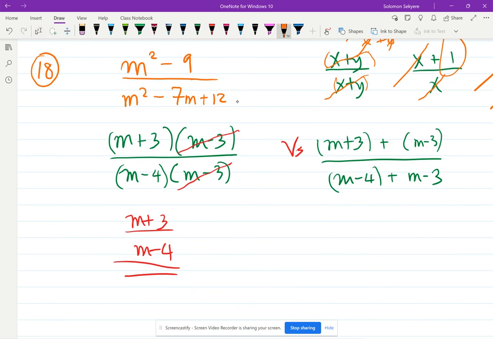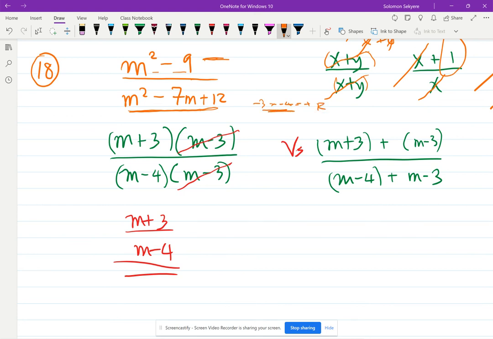So here, remember this? This is what? Difference of two squares. It becomes m plus 3 times m minus 3. It was two terms here. It becomes one term over here. And then what? We factor out the bottom part of it, factors of positive 12 that will add up to negative 7. What are those? It's negative 3 times negative 4 will give you positive 12. And when you add those two, will get you negative 7.